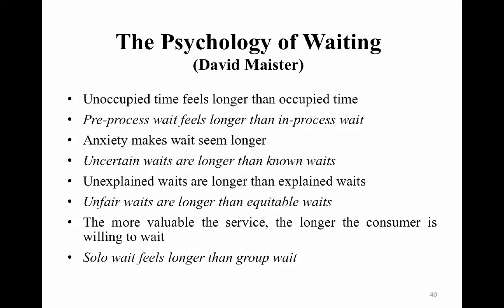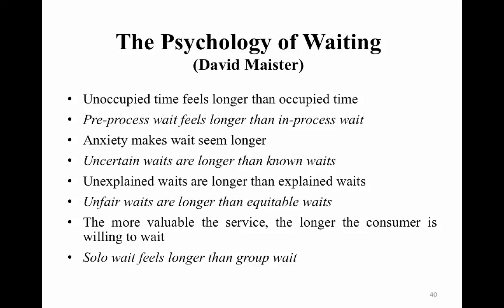Uncertain waits are longer than known waits. When you say, we will be with you shortly, shortly can mean a lot of things to a lot of people. Shortly could mean 15 minutes to somebody. It could mean 5, could mean 1.